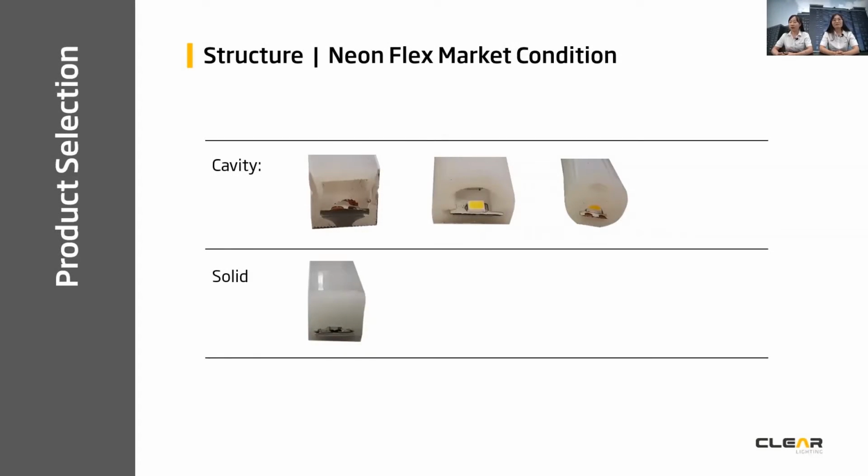Make sure the product is robust and stable. We know that there are lots of new flags in the market, but actually there are different structures. There are two common types in the market. One is the cavity structure, and another is the solid structure, like Clear Lighting product. So we collected some samples from the market, and we will see the samples first.